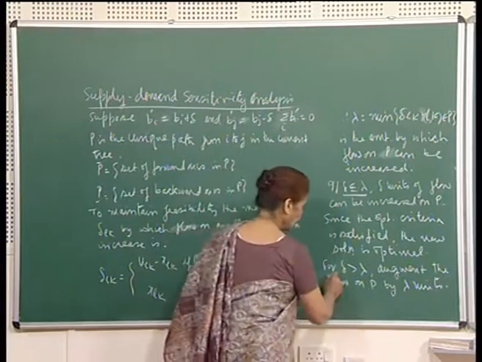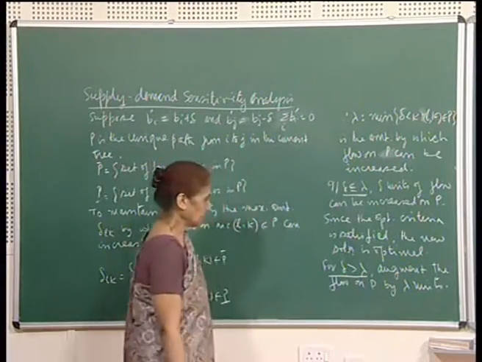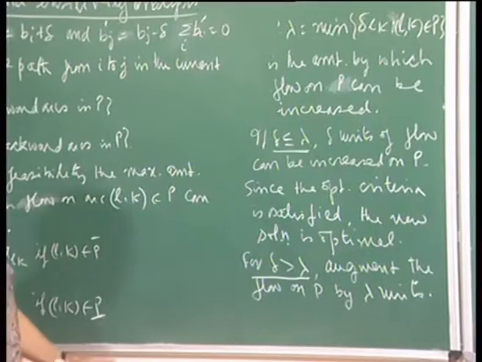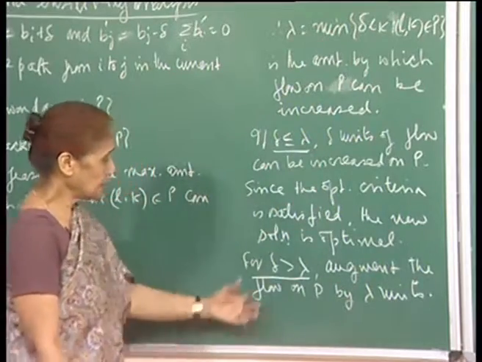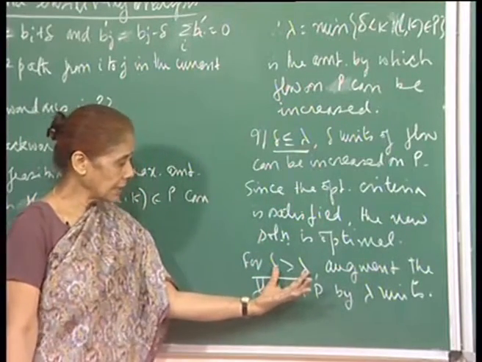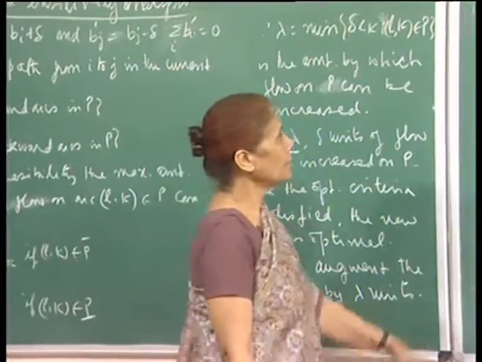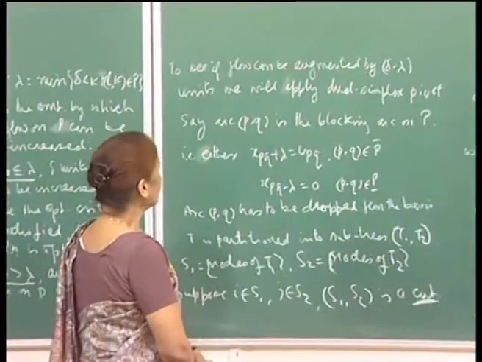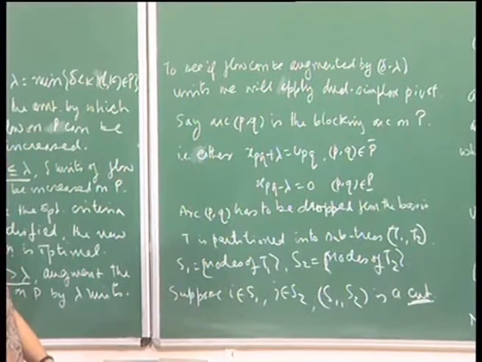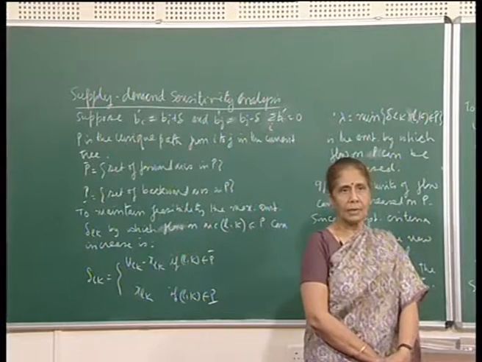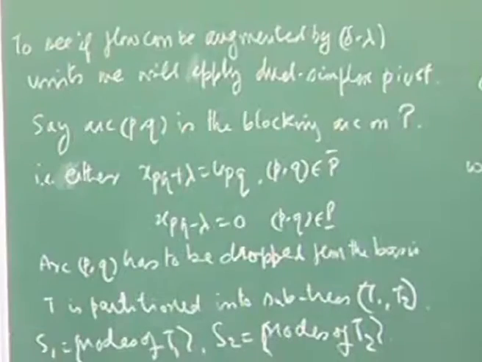Now, the problem comes when delta is greater than lambda. Then of course you will just augment the flow on p by lambda, and now you have to worry about the remaining flow, delta minus lambda. The question is to see if flow can be augmented by delta minus lambda units, and here the current solution is not feasible. So you have a situation for a dual simplex pivot, because your optimality criteria is currently satisfied, the basis is satisfying it, but the basis is not a feasible solution.